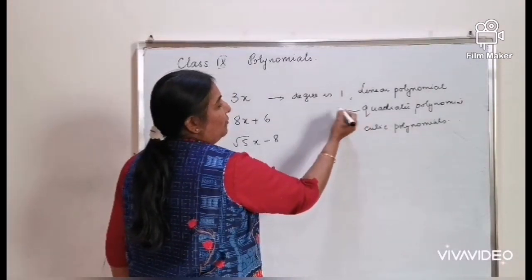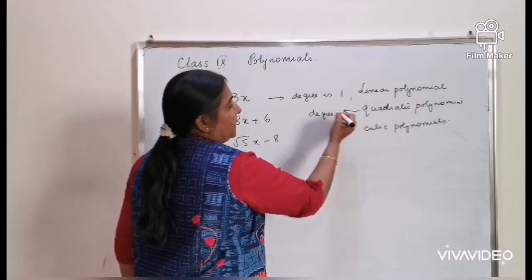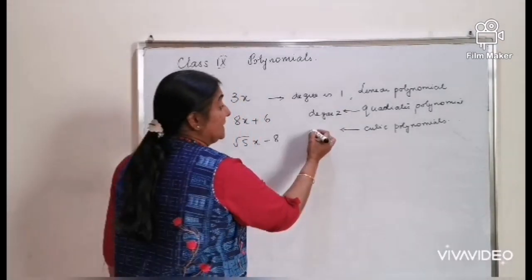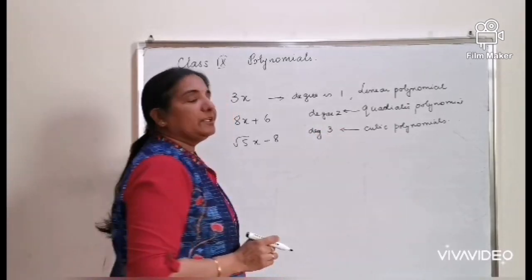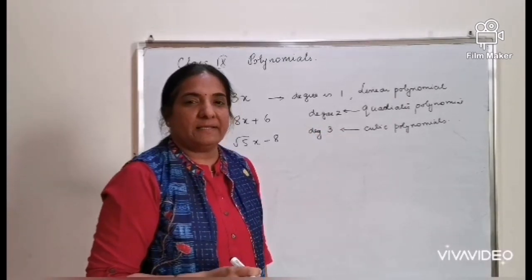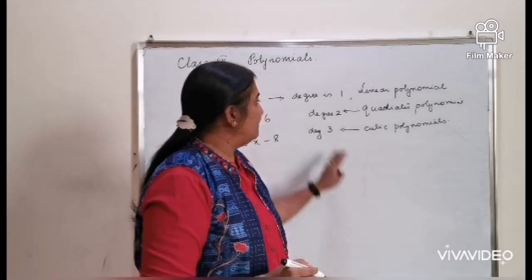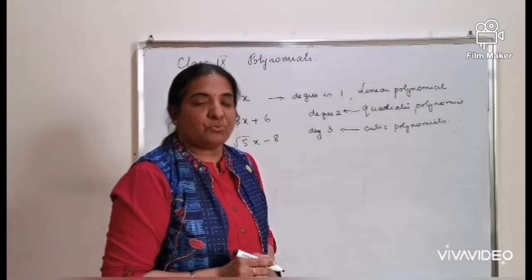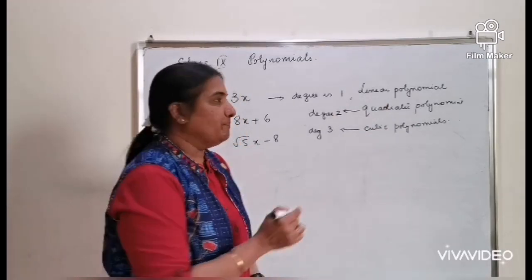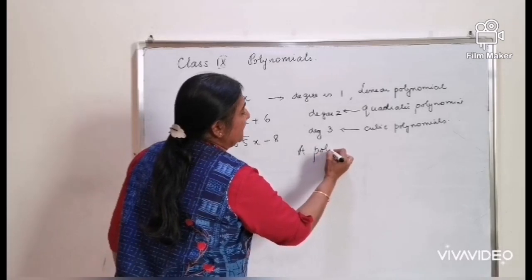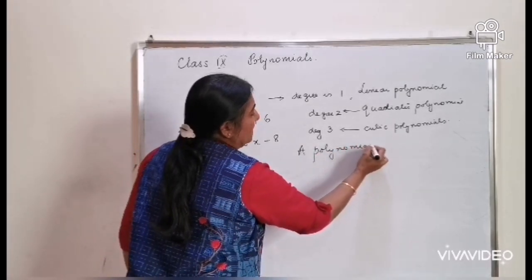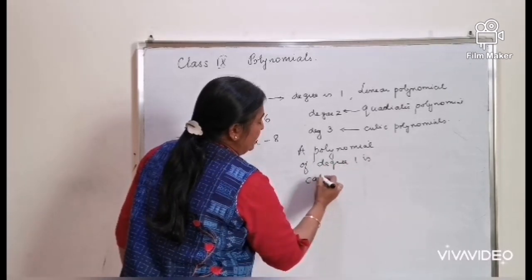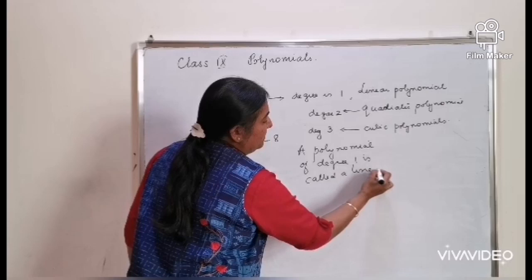A polynomial of degree 2 is called a quadratic polynomial, and a polynomial of degree 3 is called a cubic polynomial. And your syllabus has only linear polynomial in the first and second exercises. So what is a linear polynomial? A polynomial of degree 1. A polynomial of degree 1 is called a linear polynomial.